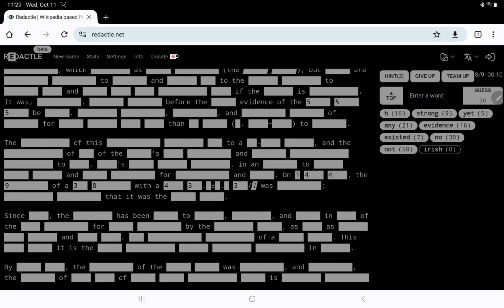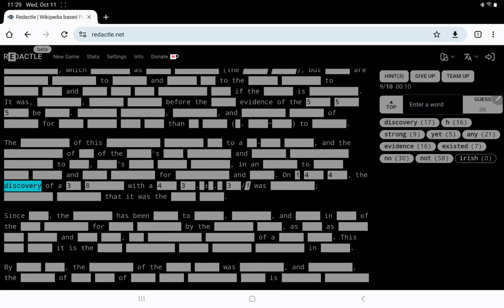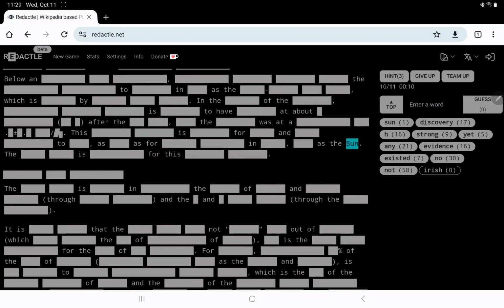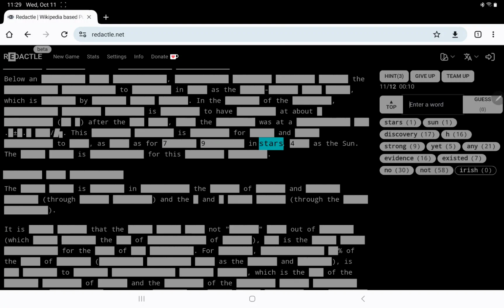So on some date, the discovery of a 3-8. I'm wondering, is it a sun something? No, we do have the sun. Is it in stars such as the sun? Yeah.